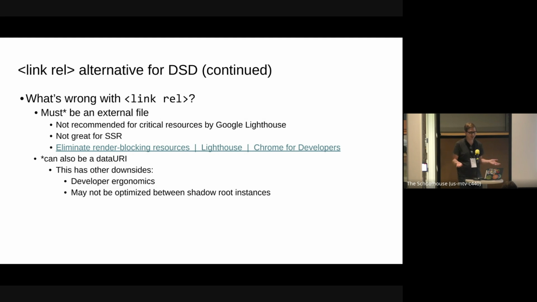It's kind of terrible developer ergonomics to write styles in a data URI. You have to escape quotes, and it's typically one big monstrous string, so that's not a great option either. And it also might not be optimized. I haven't checked in all the platforms, but having big data URIs in link rel might not be using something like an atomic string to collapse into one instance. So it's good, but it's not great.